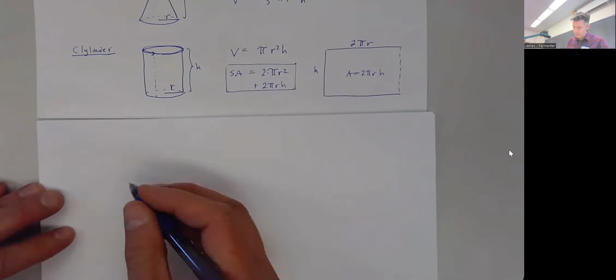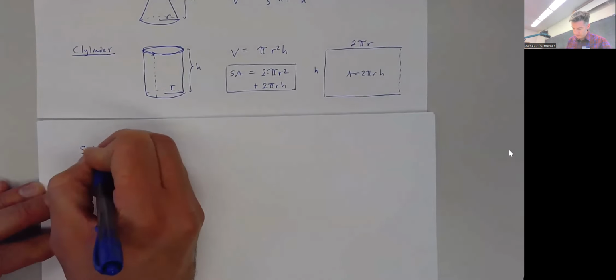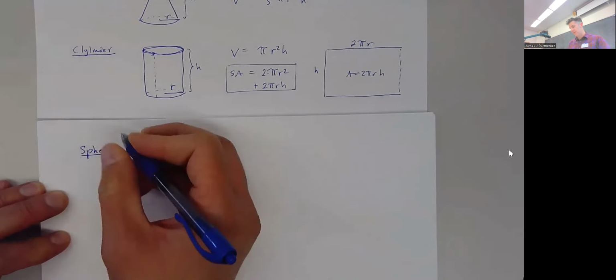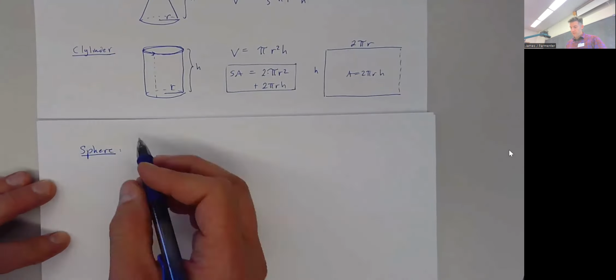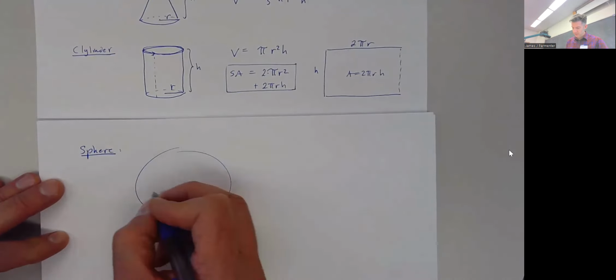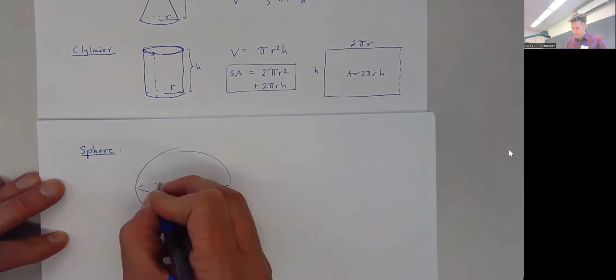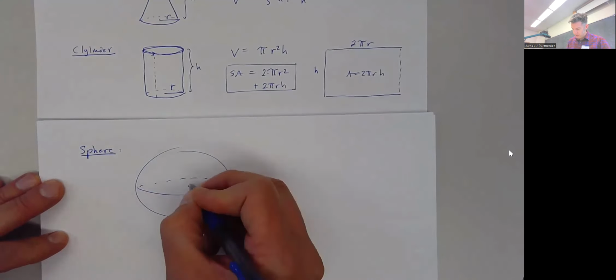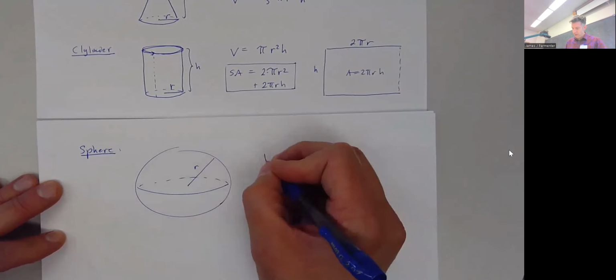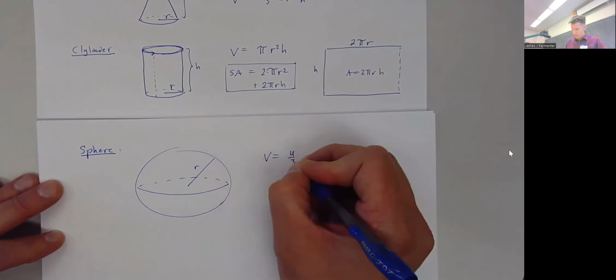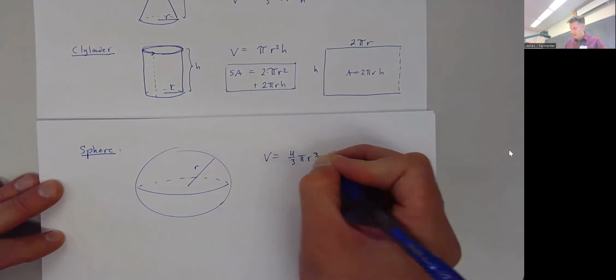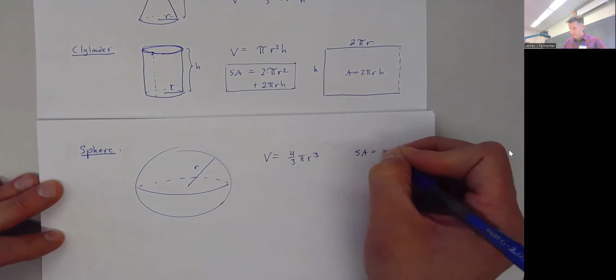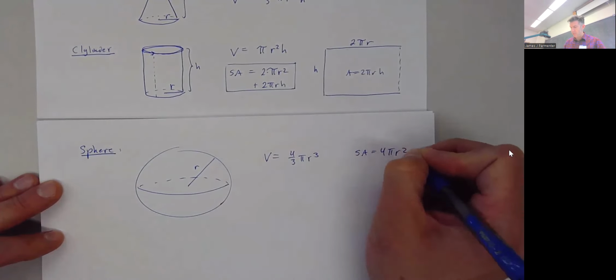Bothers me though. Okay, so the last thing is a sphere. Oh, there was one other thing I need to say about triangles. That's fine. So the last thing is the sphere. We've got this lovely shape here. Sphere has a radius of r. The volume is 4/3 pi r cubed, and the surface area is 4 pi r squared.